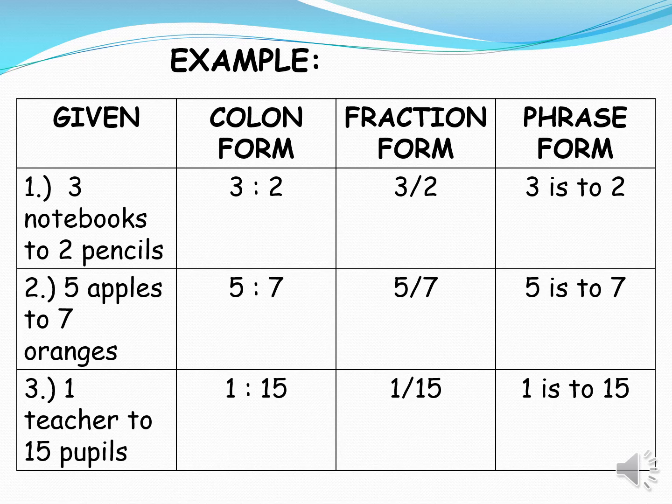Number 2 example, 5 apples to 7 oranges. So in column form, we have 5 is to 7. Fraction form, we have 5 is to 7. And phrase form, we have 5 is to 7. Number 3 example, 1 teacher to 15 pupils. In column form, we have 1 is to 15. Fraction form, we have 1 is to 15. And phrase form is 1 is to 15.